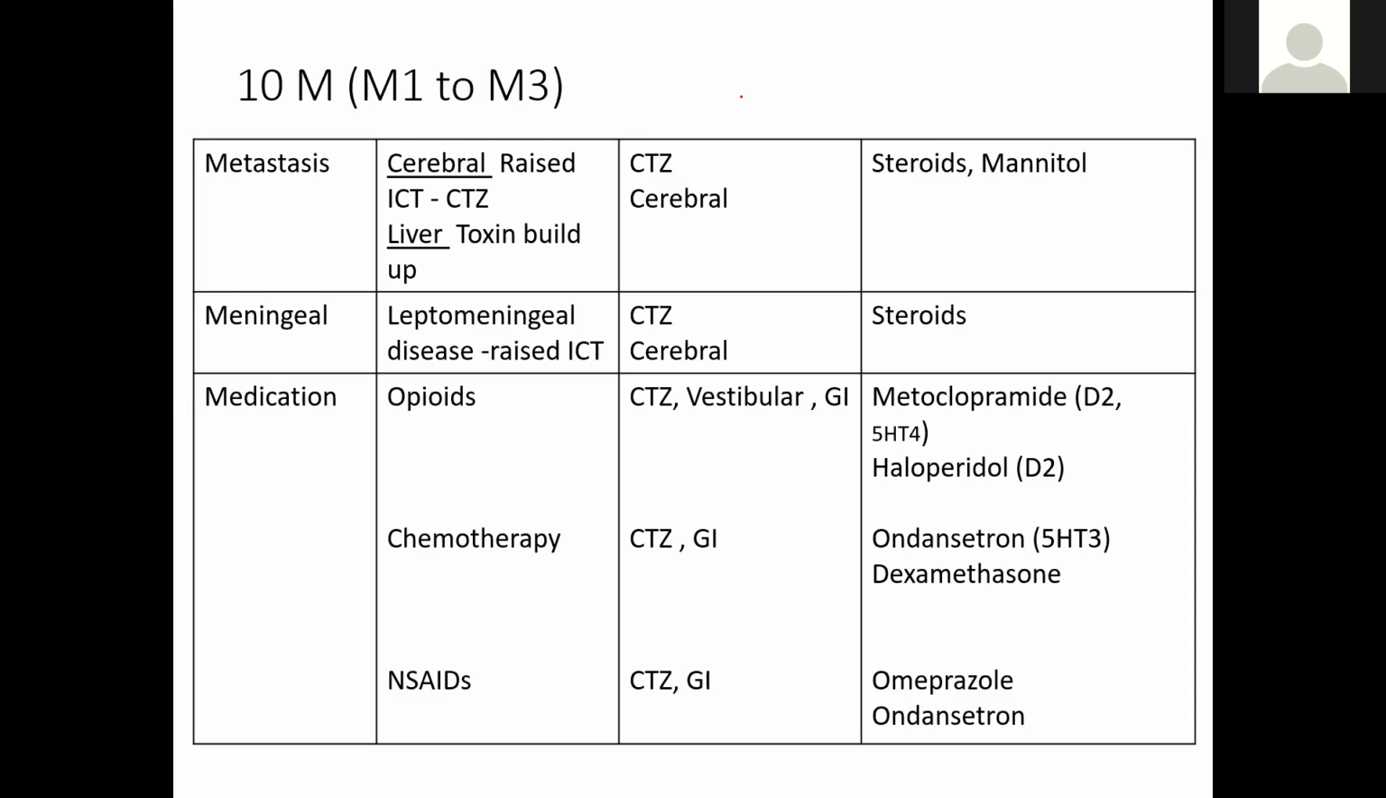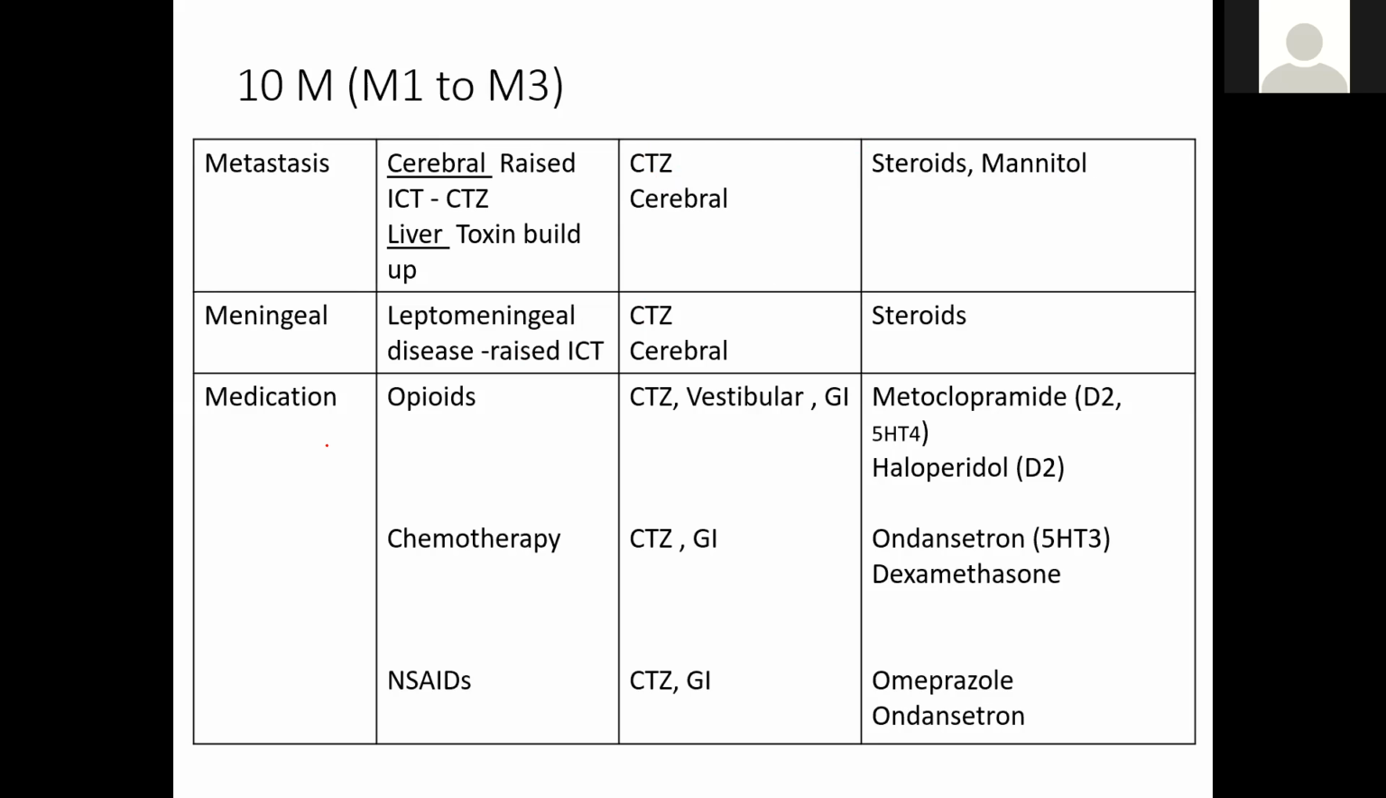Any metastasis to the cerebrum, or cerebral mets or liver mets, can increase the intracranial tension, and in the liver it can also increase the capsular stretch and toxin buildup, causing nausea and vomiting. So where does it act? It acts at the cerebral level as well as the CTZ. So the drugs involved would be steroids and mannitol, to reduce the intracranial tension. And there can be leptomeningeal disease, which can increase the intracranial tension. There also we can use steroids.